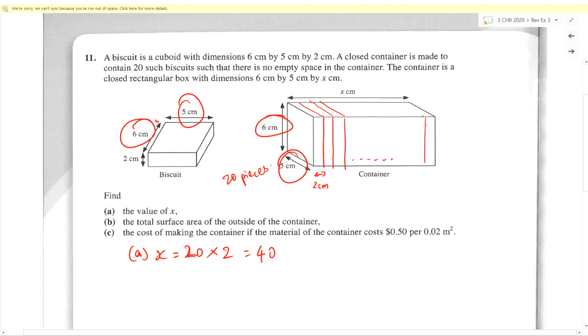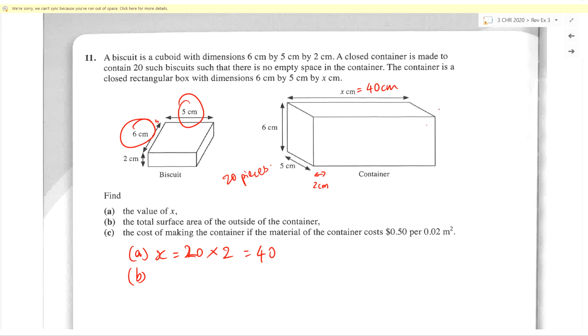Okay, and the last piece probably looks like this. Now part B. Find the total surface area of the outside of the container. So this being the container, we found that x is actually 40 cm over here. For part B, total surface area, can you visualize what they actually want? If this is the cuboid, if this is the container, where we have 5 cm here, 6 cm, and 40 cm.